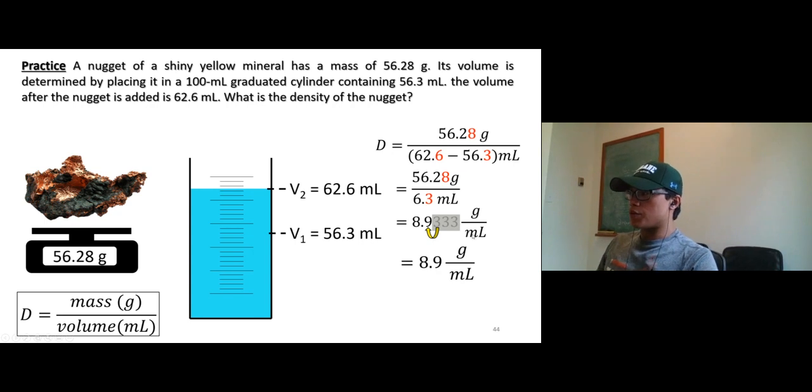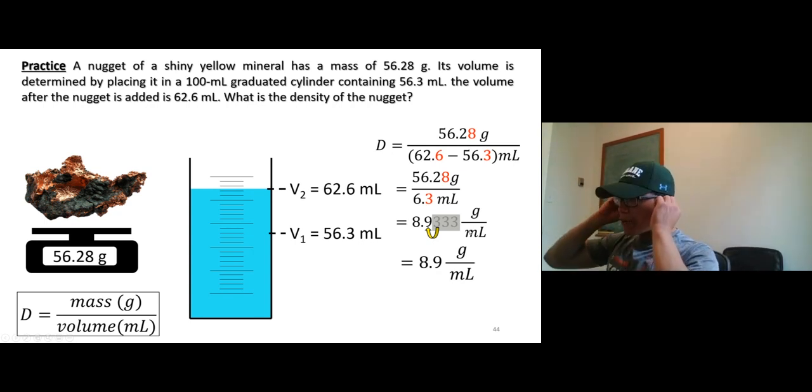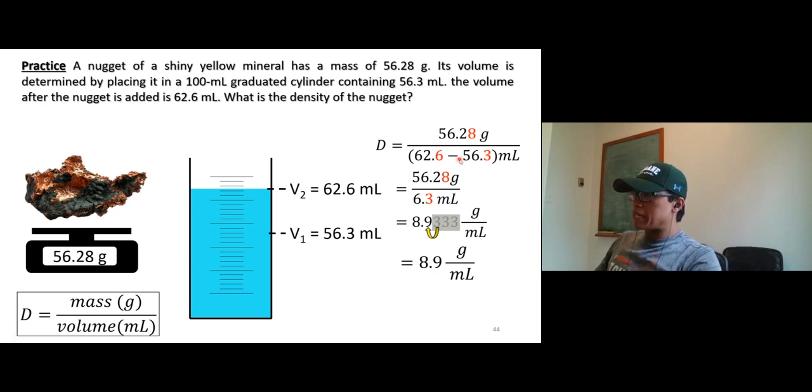Ta-da. Just to explain one more time, maybe you didn't get what I mentioned earlier. 62.6 minus 56.3, the last digit is uncertain, the 3 right there. But if you subtract this, the first digit 6 and 5 cancel, so the first digit is 0, and the only difference is 6.3. So we're down to 2 sig figs. When you do division, we take the lowest number of sig figs, 4 sig figs versus 2 sig figs, so only 2. 8.9333, so only 2 sig figs, and you round down to 8.9.